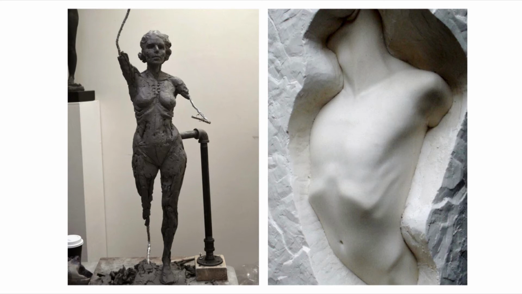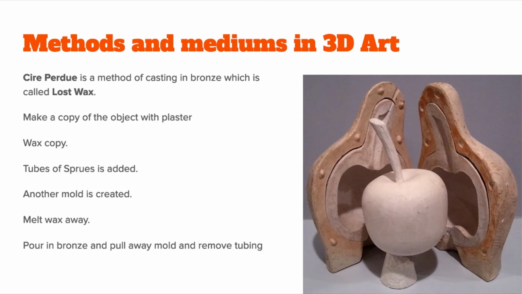There's another method called cire perdue. We're not going to go over it in great detail because it's very complex and it can be a little confusing. But what you really need to know about cire perdue is that it is a method in which you start with a soft sculpture such as wax.